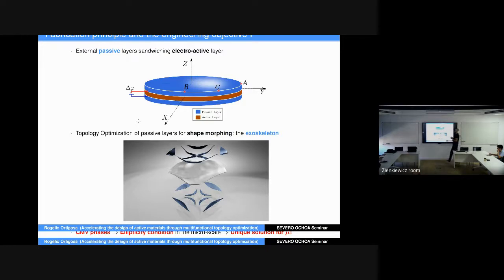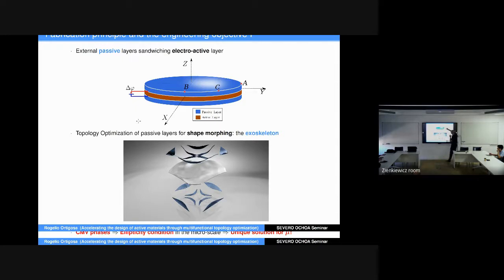How am I going to do that? Well, this is just an example. I'm going to decompose it in layers, all right? Top and bottom are passive. Passive means that they are just mechanical. They are not electromechanical. The dielectric elastomer is in between, sandwiched, okay?